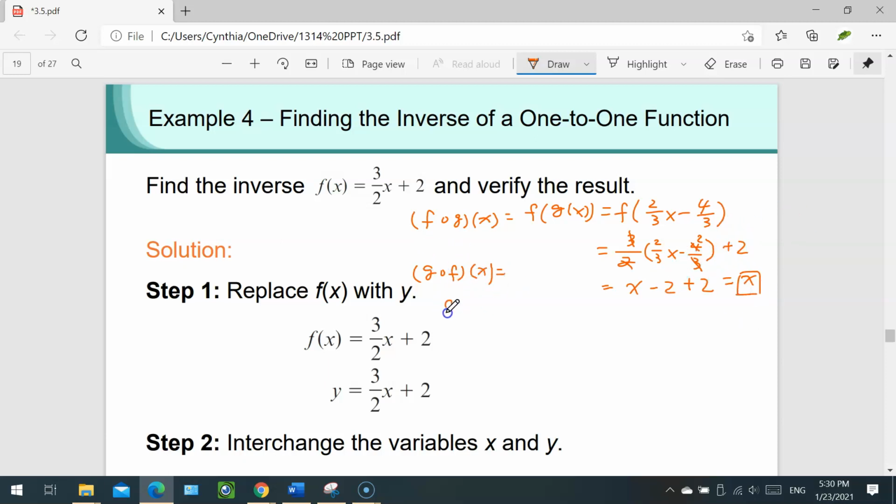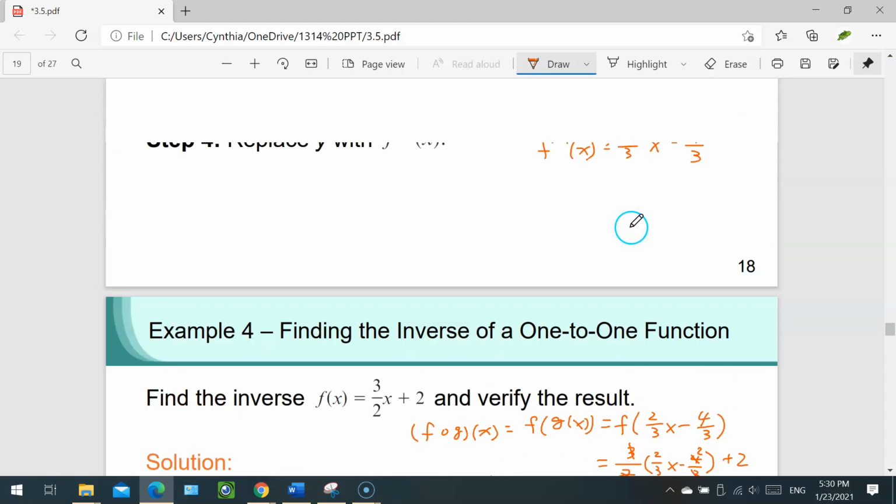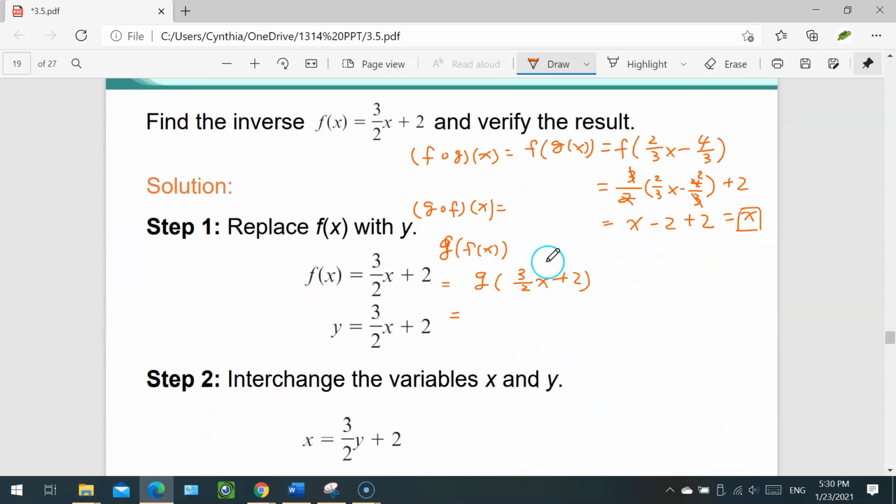We do the other way around. This one has the g function outside, g of f of x. So we start from the f function, which has 3 over 2x plus 2, and your g function remains outside. Now, the g function is the inverse, right? The inverse function we just solved here: 2/3 x minus 4/3. So I'm going to write down 2/3 x minus 4/3. Now we replace the blank with the 3 over 2x plus 2.